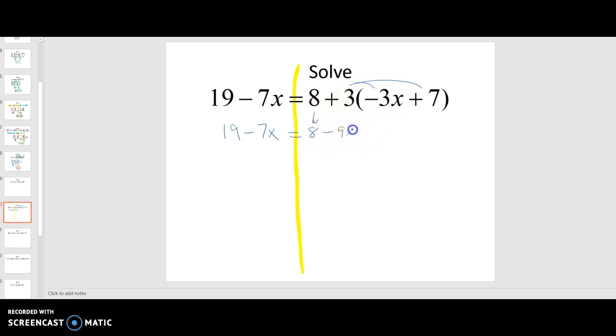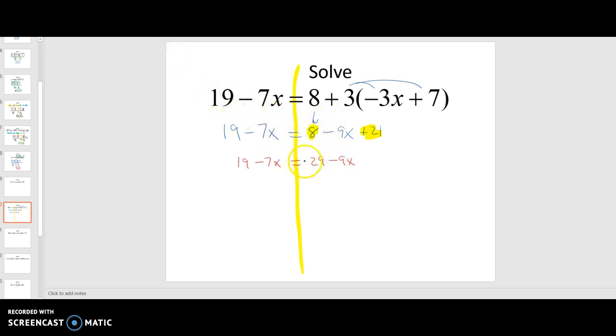3 times negative 3x is negative 9x. 3 times 7 is plus 21. But I'm not done simplifying that side. I look and I see 8 and 21 can be combined. So I have 19 minus 7x equals 8 plus 21 is 29 minus that 9x.